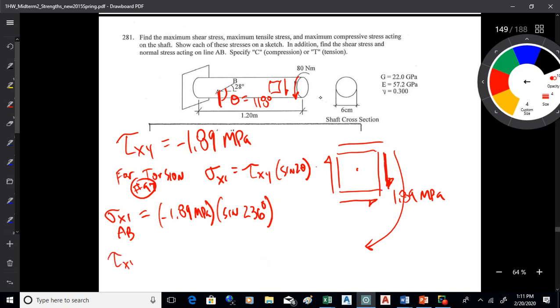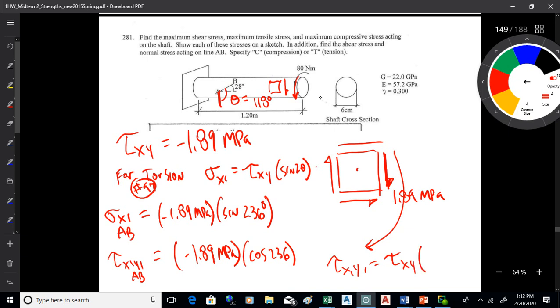Similarly, if you want to find tau x1y1 for AB, again, that would be negative 1.89 megapascals. And that would be times, I think it's cosine of 2 theta, so cosine 236, okay? And I ran out of room there, but tau x1y1 is tau xy times cosine of 2 theta. Okay, that's where that formula is coming from. And that's only for torsion.